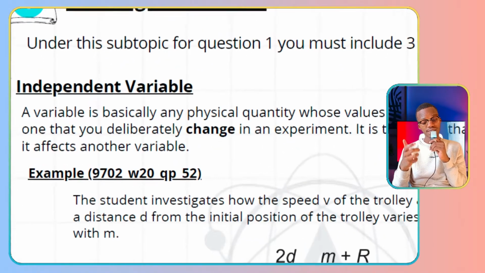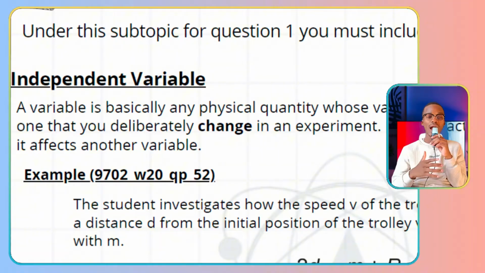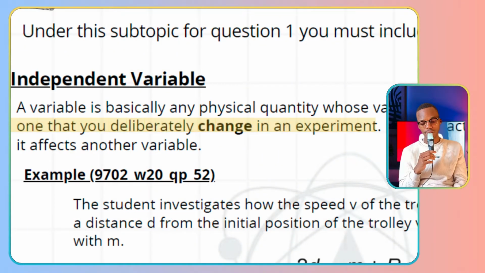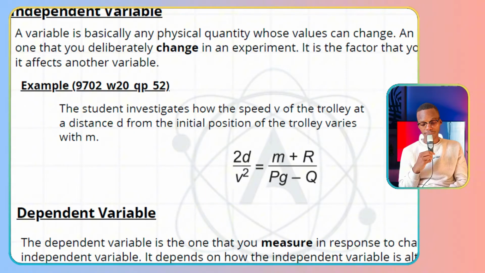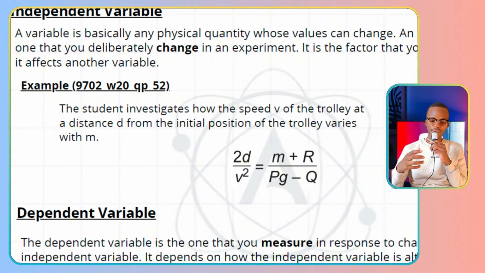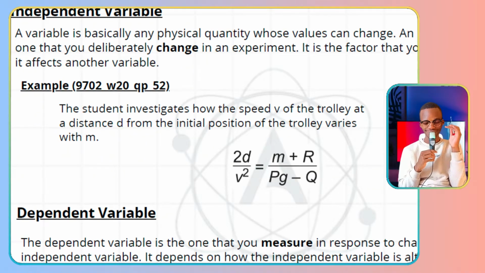But an independent variable is one that you deliberately change in an experiment, right? It is the variable that you vary and you observe how it affects another variable. For example, I give you a student who investigates how the speed v of a trolley at a distance d from the initial position varies with the mass m, right? So the speed at which a trolley moves, how does it vary with the position and with the mass m? The mass of whatever will be causing that thing to move, right?